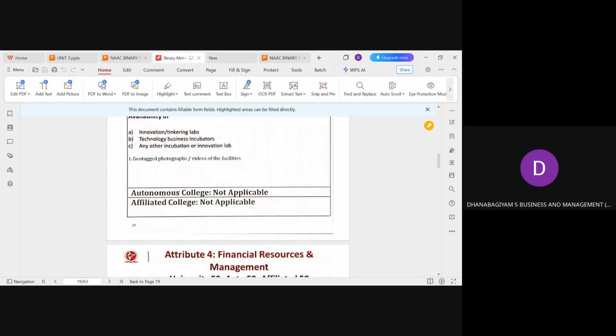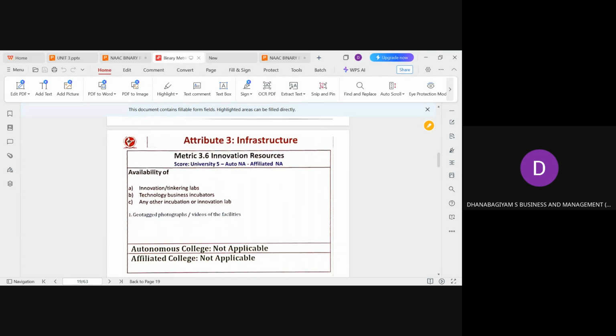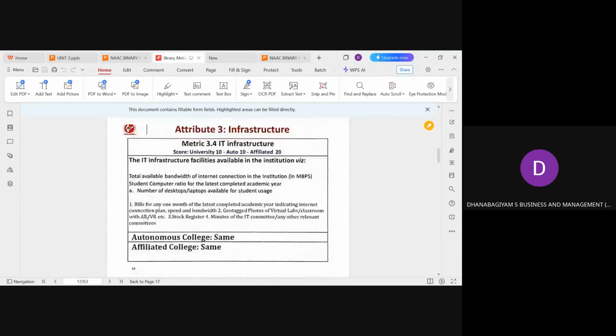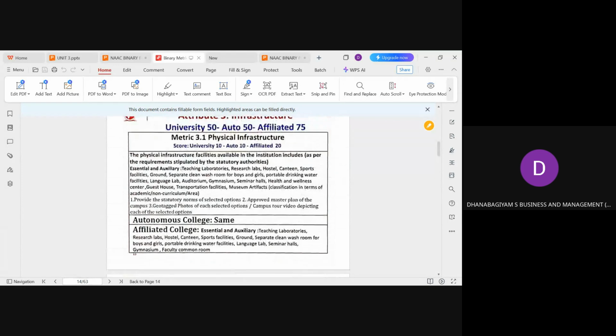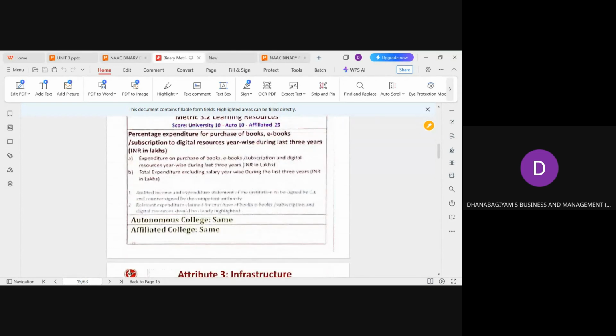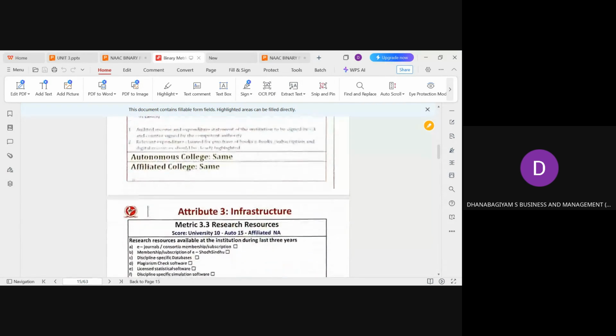So this is how it goes till attribute 3. Attribute 3 has 6 metrics, starting from the first. Metric 1 talks about the physical infrastructure, and metric 2 talks about the learning resources. What do we have?